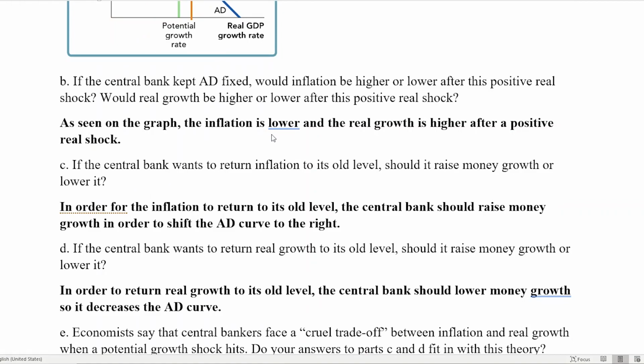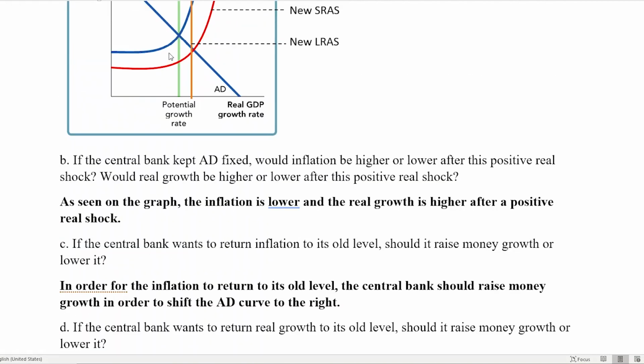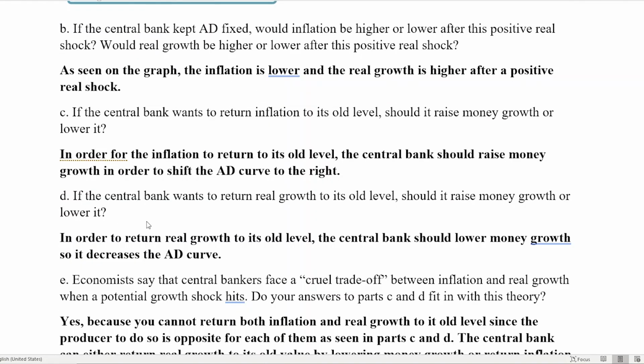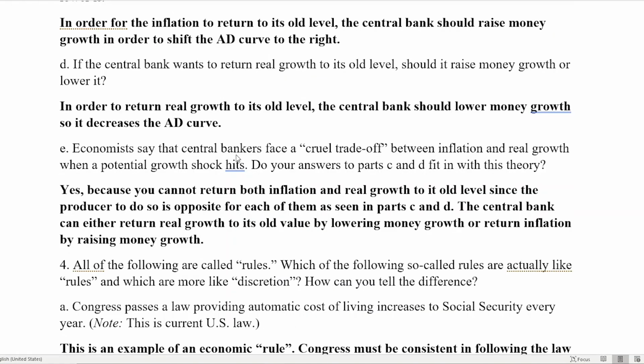And then in order for the inflation to return to the old level, the central bank should raise money, so it shifts the aggregate demand curve to the right. So this is going to be shifted to the right, so inflation would increase. And in this case, we need to lower the real supply, so we need to decrease the aggregate demand.